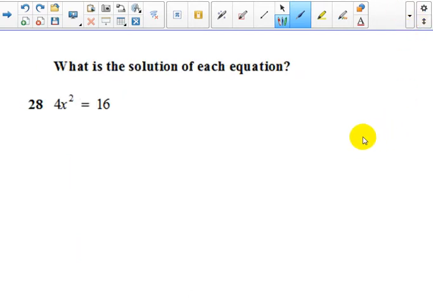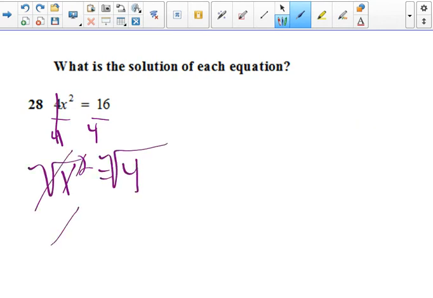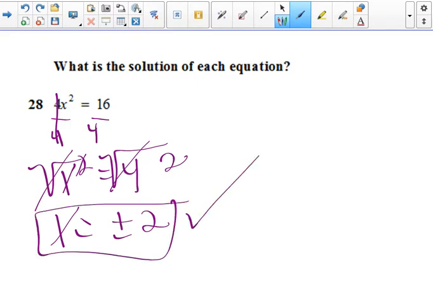28 says, what's the solution of each equation? Just solve for x. So divide each side by 4, and you get x squared equals 4. Take the square root of each side, and you get x equals positive or negative radical 4, and radical 4 is just 2. So positive 2 and -2.